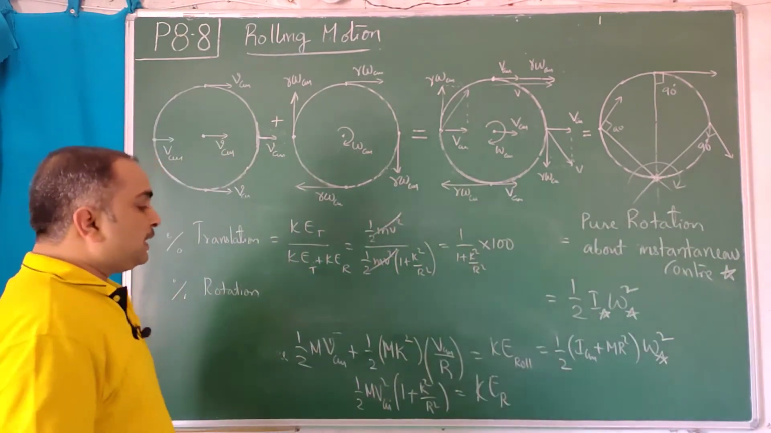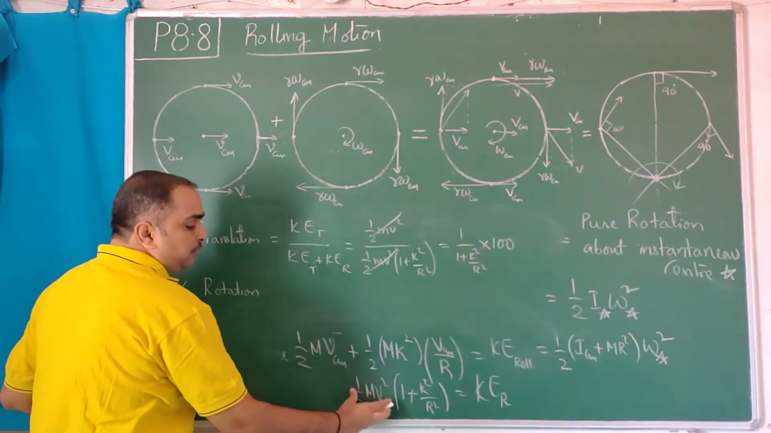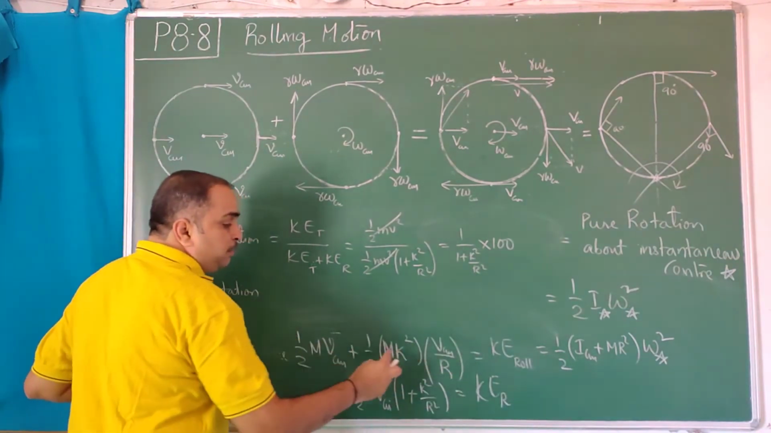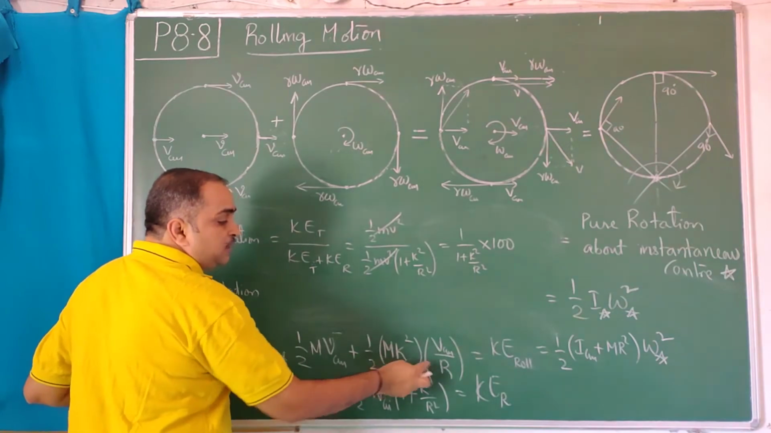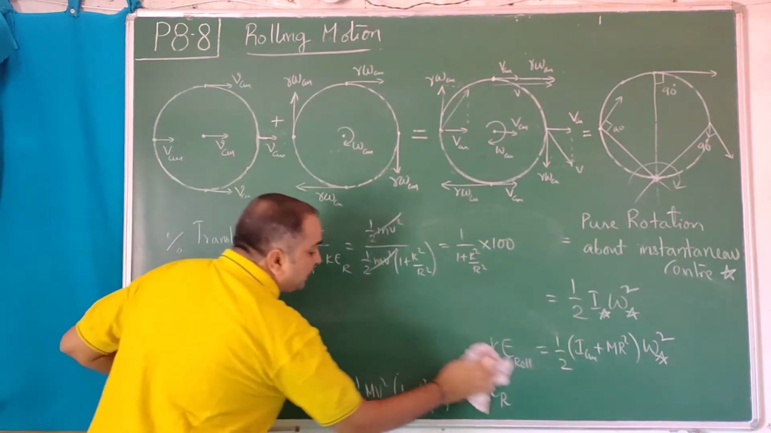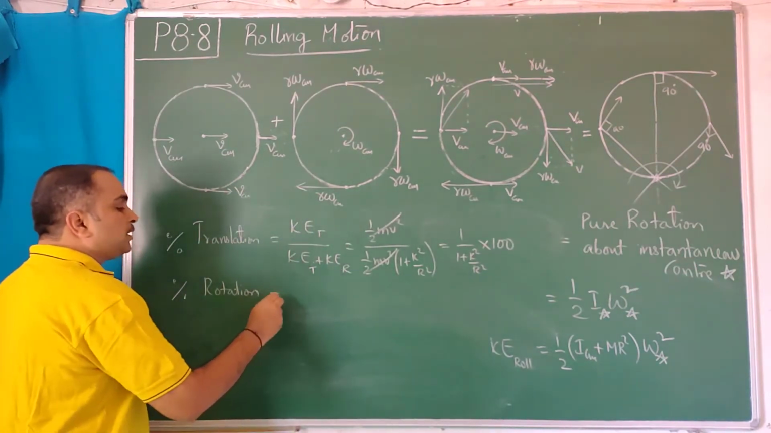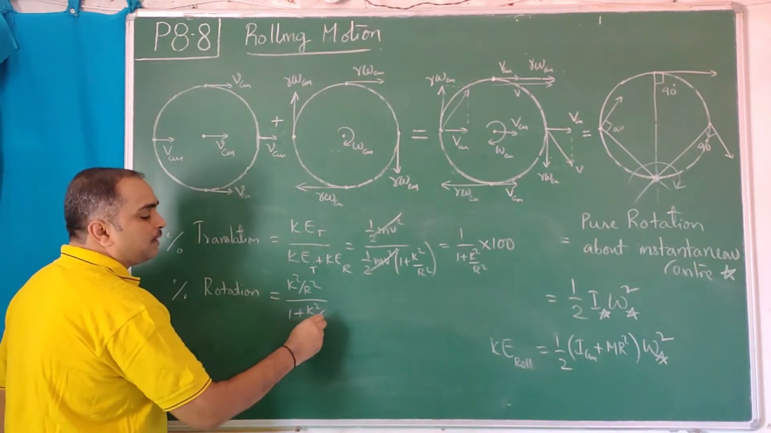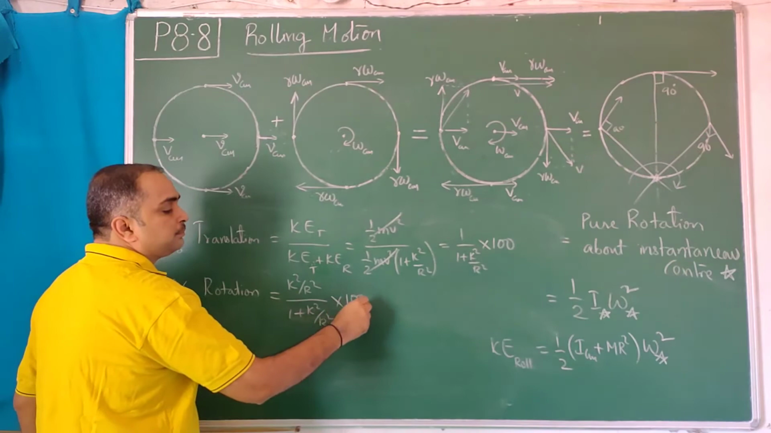you might have seen this during translation. This first portion has gone, but in the second portion half mv square remains, and k square by r square will not go. So percentage of rotation is k square by r square by 1 plus k square by r square into 100%.